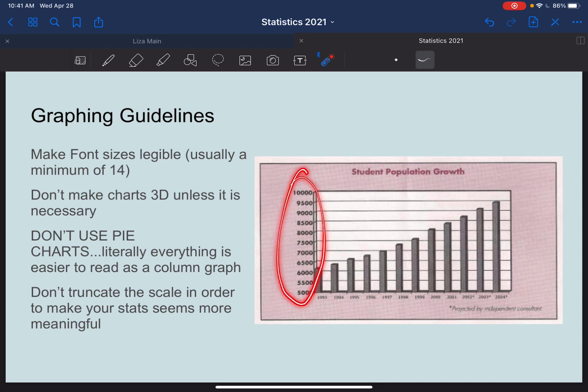See, this one's nice and large. This one, tiny, tiny. So keep your font sizes legible. You guys are young and have much better vision than people my age, so bigger is better.